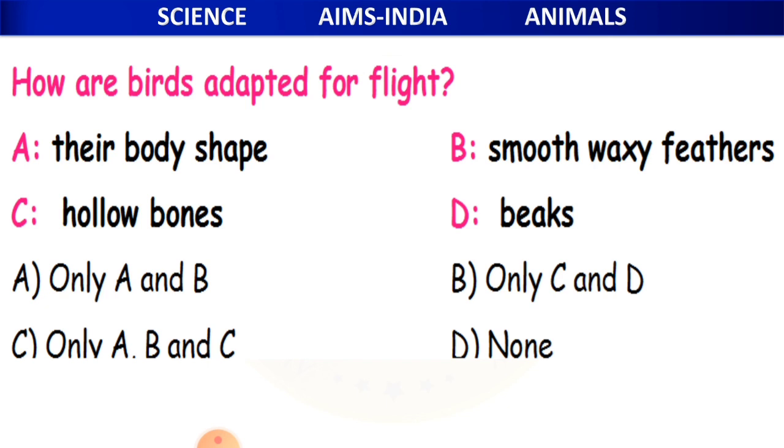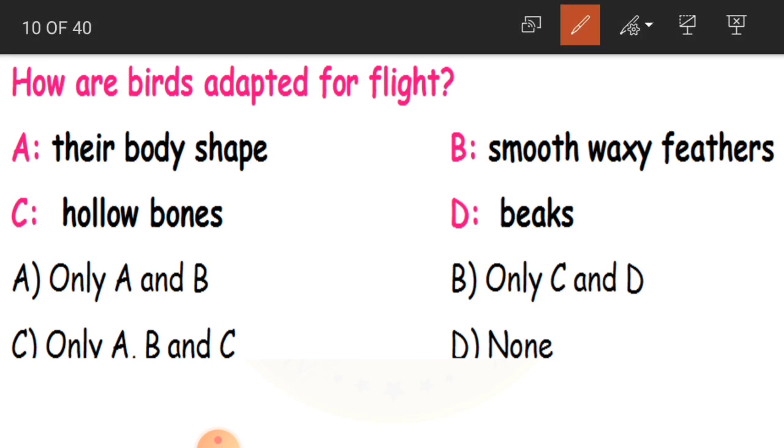Now, how are birds adapted for flight? Adapted for flight. Flight in the sense like flying. How are birds adapted for flight? Through their body shape, or by smooth waxy feathers, or hollow bones, or beaks. What makes the bird fly? Which body part, or how does the body help the bird to fly high in the sky? Where, children? Which one?